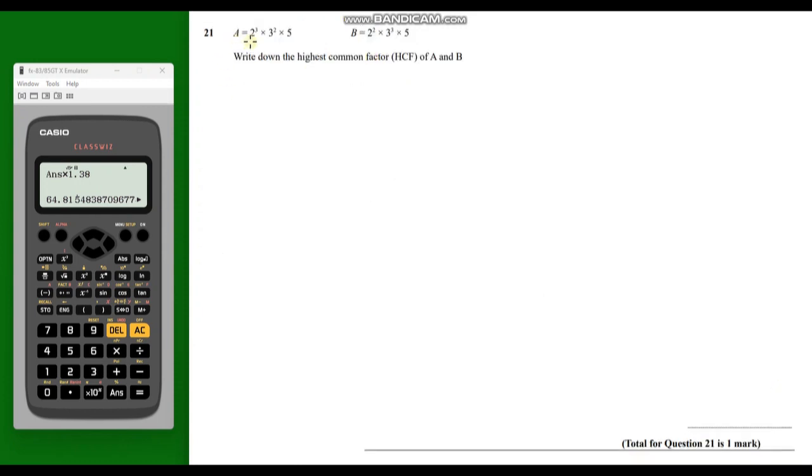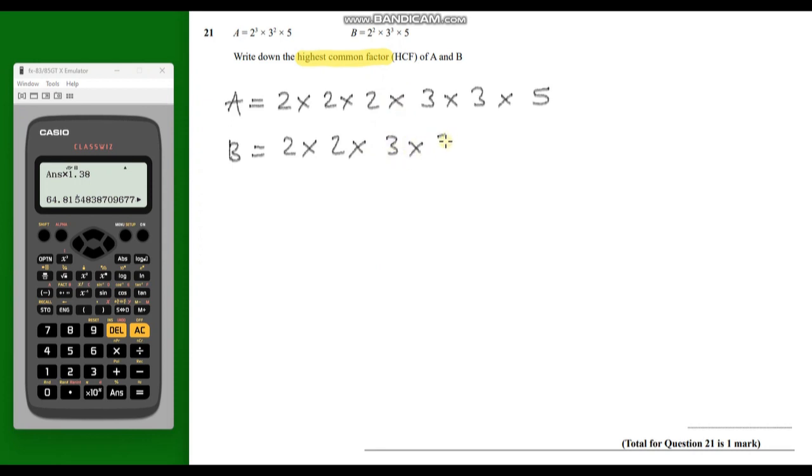Question 21. A is equal to 2 cubed multiplied by 3 squared multiplied by 5. And B is equal to 2 squared times 3 cubed times 5. Write down the highest common factor of A and B. So the first thing I'm going to do is rewrite these in full because at the moment we've got them in index form. So A is equal to 2 cubed, which is 2 times 2 times 2, times 3 squared, which is 3 times 3, times 5. And then B, well, that is equal to 2 squared, so that's 2 times 2, times 3 cubed, which is 3 times 3 times 3, times 5.